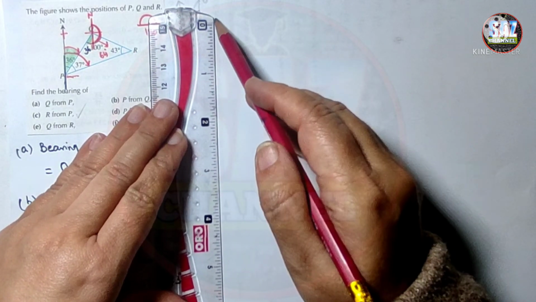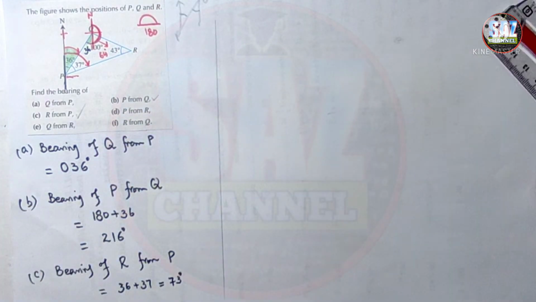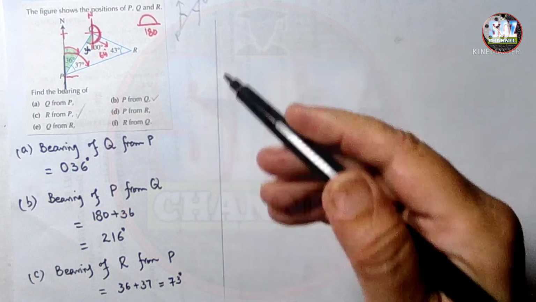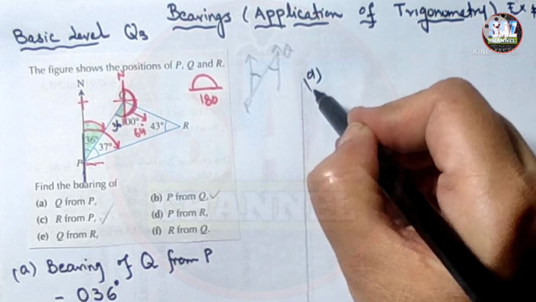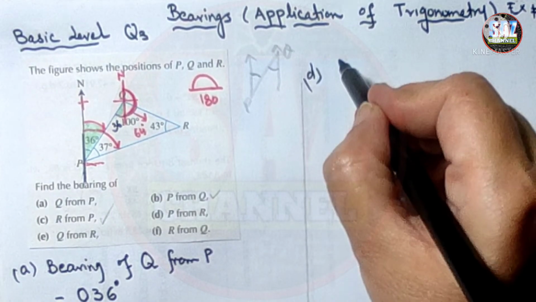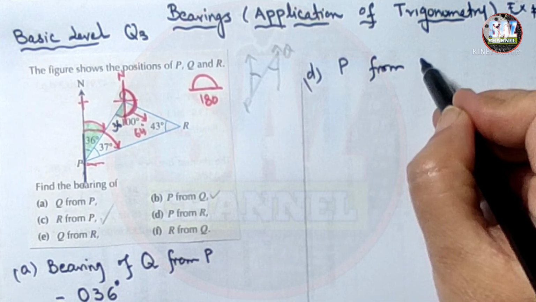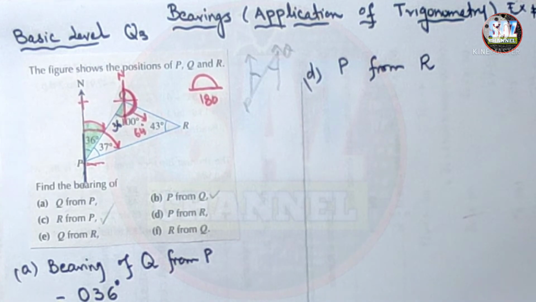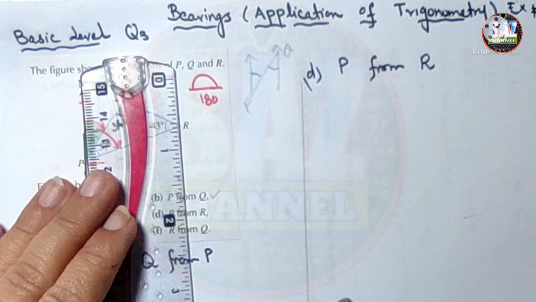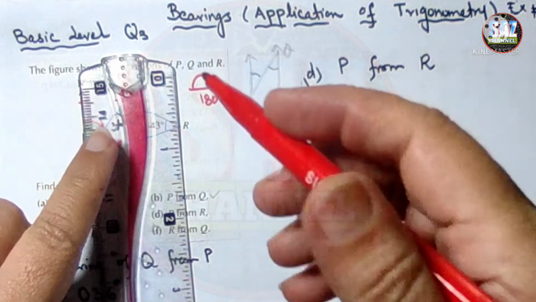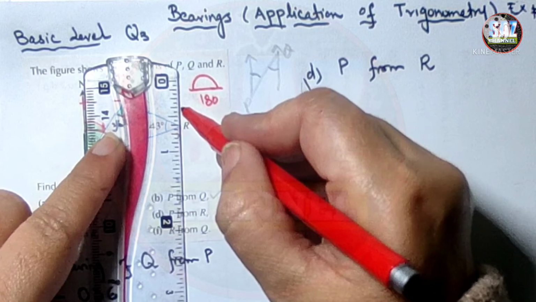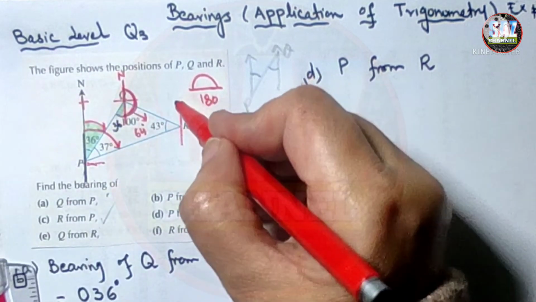Now think, at what point do we have to draw the compass? The part is P from R. We have to find the bearing of P, but from which point? From R. So recall from which point we have to start the movement. We have to draw the compass and start the movement from R, and we have to stop at what point? P.